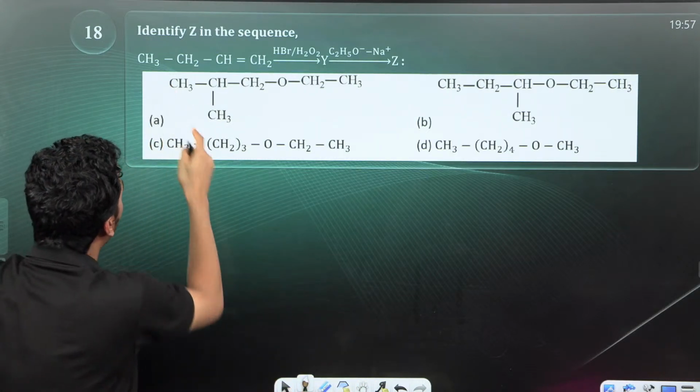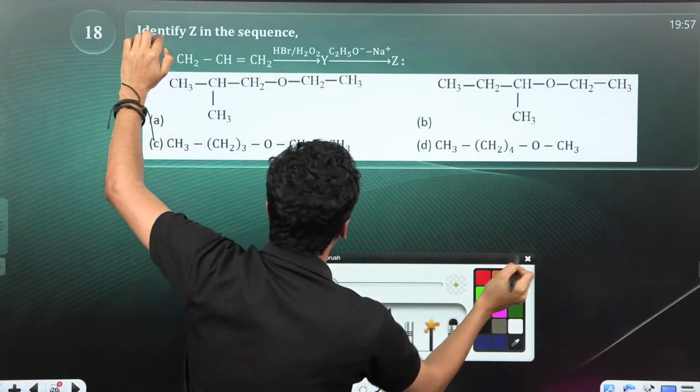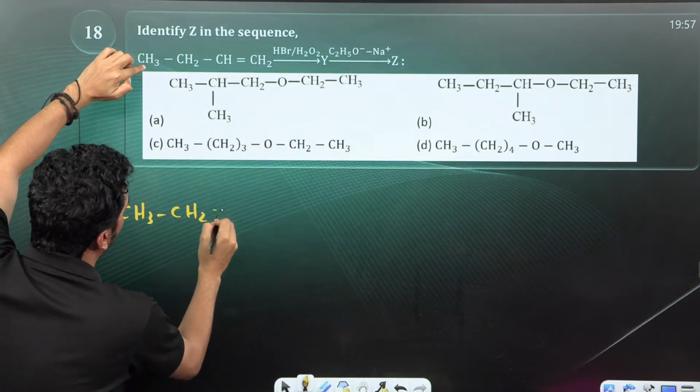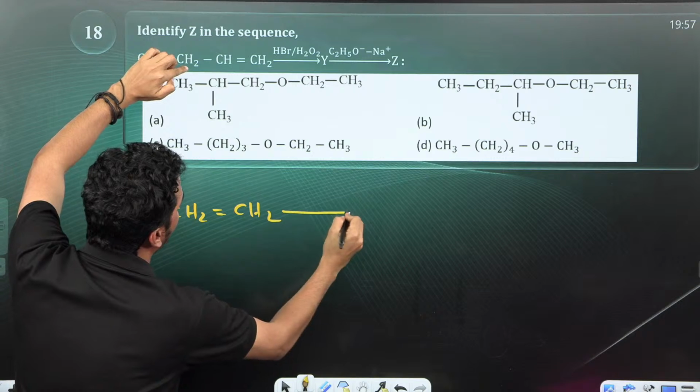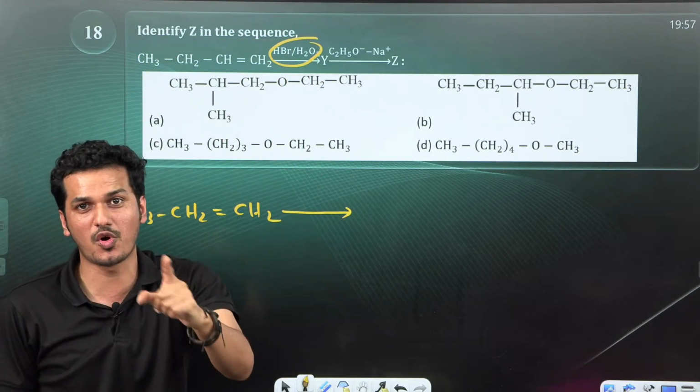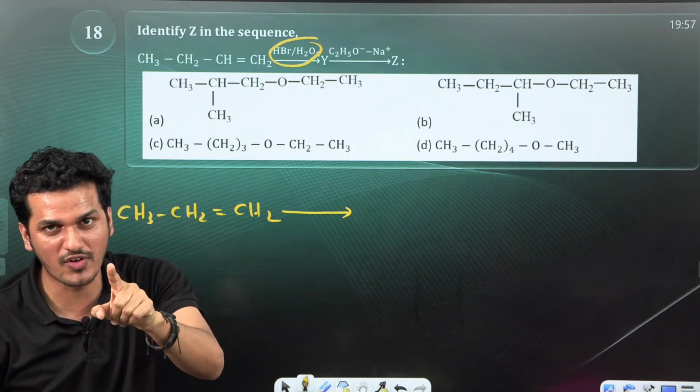Okay, guys. So here while we are looking at this one, CH3, CH2, double bond CH2, and in presence of HBr and H2O2, anti-Markovnikov addition. What is Markovnikov addition?